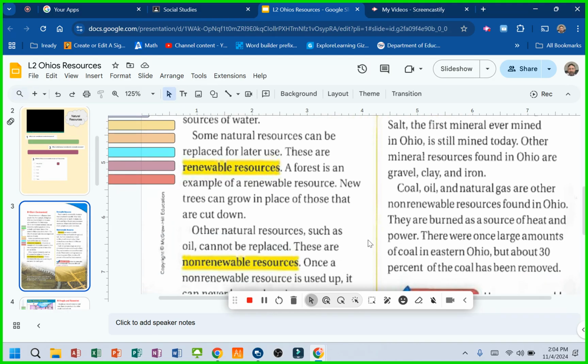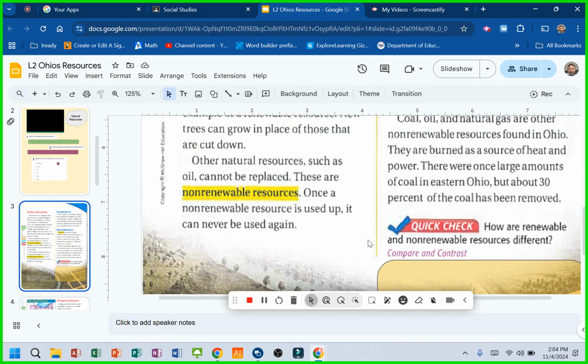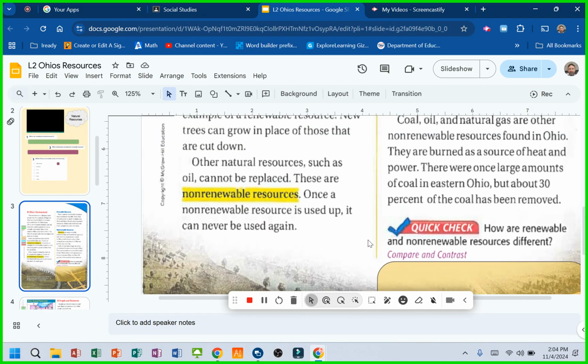Oh, this is great. It says a forest, I didn't even know it was going to say this. A forest is an example of a renewable resource. New trees can grow in place of those that are cut down. Other natural resources, such as oil, cannot be replaced. These are non-renewable resources. What's another example of a non-renewable resource that we need for energy that we use a lot of in these parts?